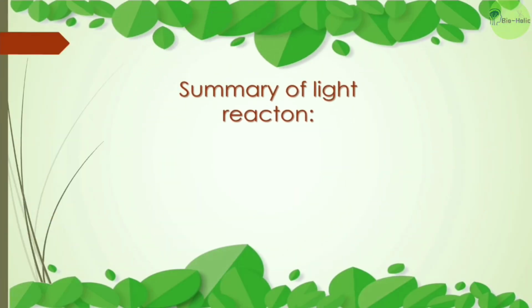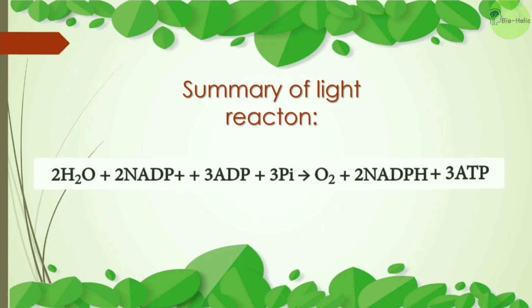We can write the summary of the light reaction as 2H2O plus 2NADP plus 3ATP plus 3Pi are converted into 2NADPH, 3ATP molecules, and oxygen is liberated out of the cell. So we all understood that after the light reaction, ATP and NADPH are produced. But what is the use of ATP and NADPH? That we will learn next Friday while learning the dark reaction.